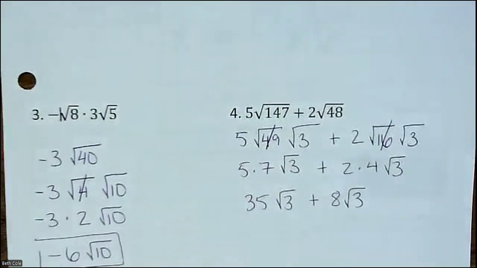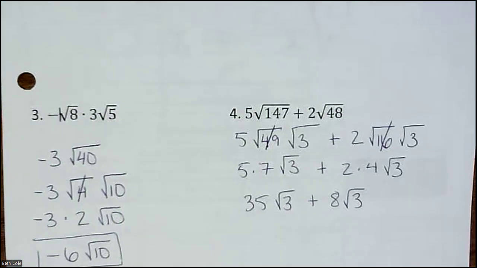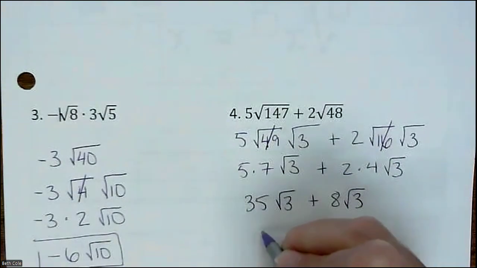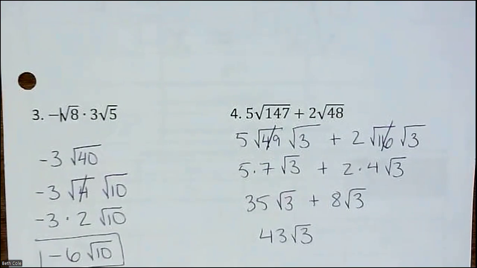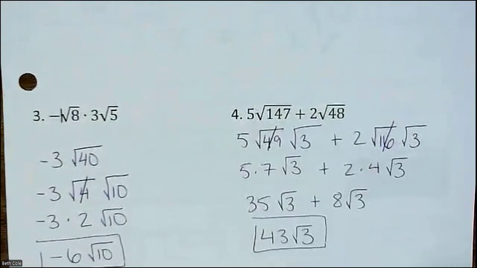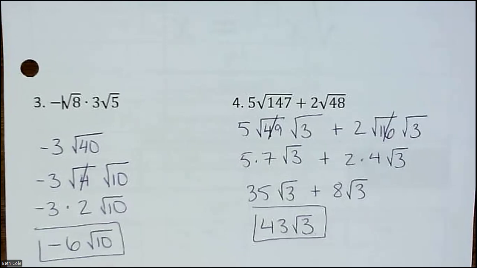And oh my gosh, do you guys see how they're the same now? Wow. Crazy. Now you can add them together. 35 plus 8. 43 square root of 3. Do you see how this is square root of 3 and that's square root of 3? So your answer is 43 square root of 3. The most common mistake is people change that. Don't change it. It's the same. Okay.